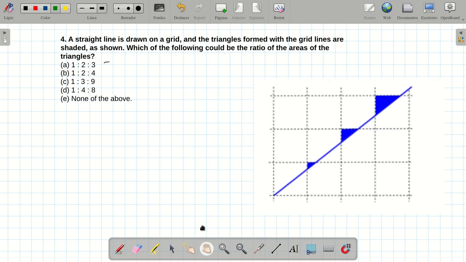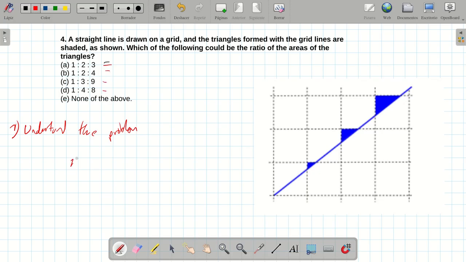Okay, let's get into the solution of this problem. So the first thing that we need to try to do here is understand the problem. Okay, so the problem says that this line formed with the grid lines forms three shaded triangles, and we need to find something about the areas, which are these.